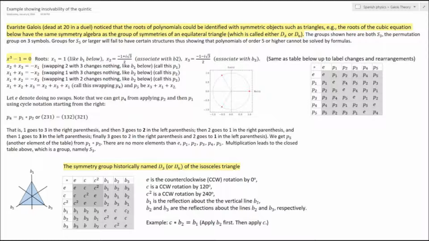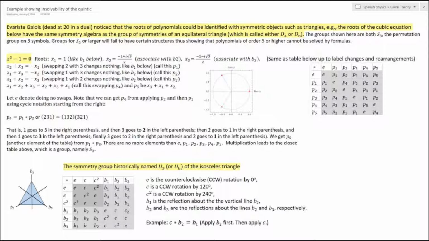Similarly, x1 plus x3 is the negative x2 root, and x1 plus x2 is equal to minus x3. Also, x1 plus x2 plus x3 is equal to x2 plus x3 plus x1. I could have also set x1 plus x2 plus x3 to be x3 plus x1 plus x2. If you really stop and take a moment to think about this, I'm not doing anything different for the 3 roots of the cubic equation than I was doing for the equilateral triangle below. I'm applying operations that leave the triangle invariant.